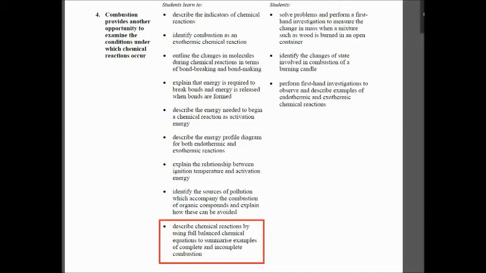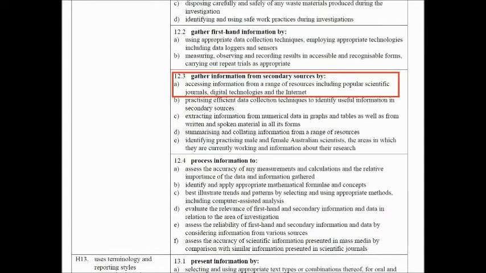This program is useful because it directly relates to a dot point in the energy topic of the chemistry syllabus, which requires students to use full balanced chemical equations in relation to combustion reactions. This program also relates to a skills outcome, which requires students to access information from a range of resources, including digital technologies and the internet.